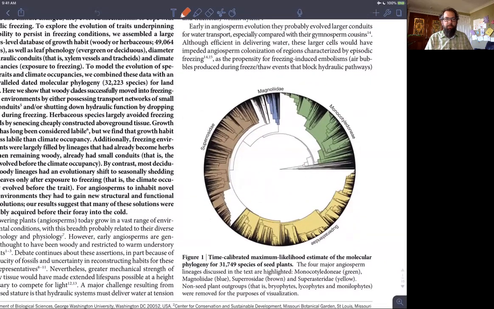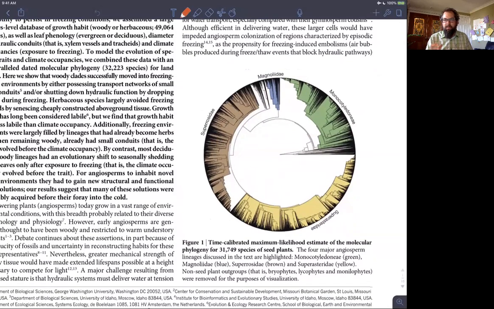So we built a big phylogeny that included a large sample, almost 32,000 species of angiosperms throughout all the major groups of angiosperms, which are shown in the phylogeny here. At this time in 2014, this was kind of unprecedented scale for phylogenetics, which was really cool. The reason we built this phylogeny was to be able to look at the order of the accumulation of different traits that allow plants to live in freezing environments.